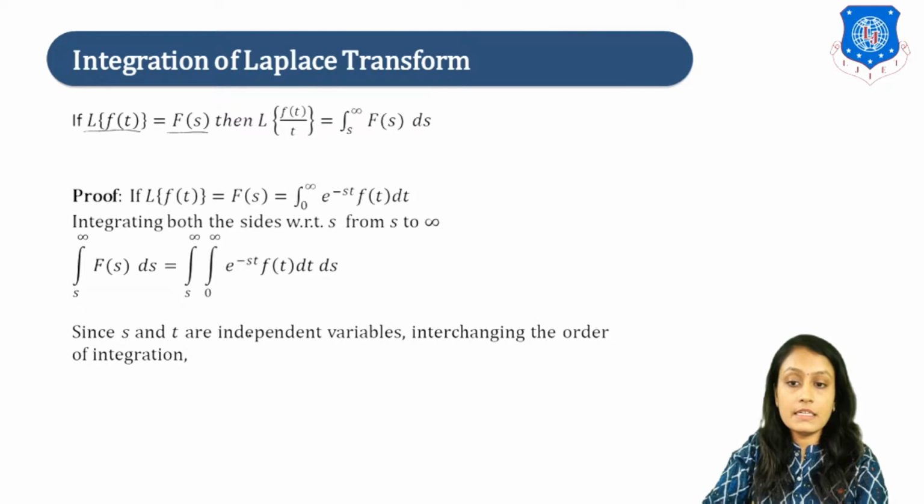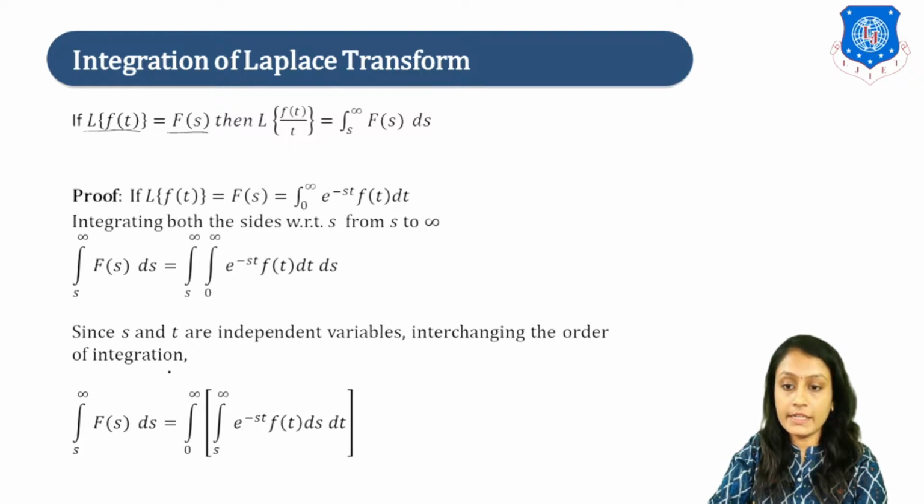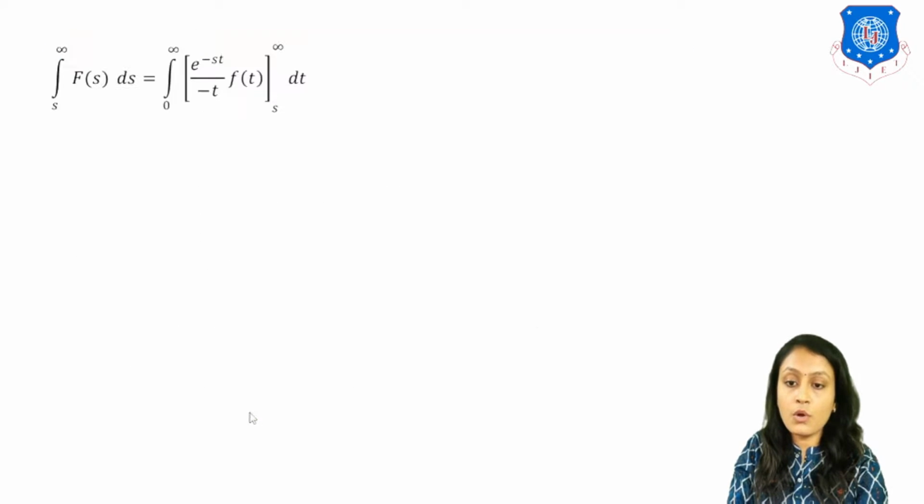Now since s and t are independent variables, we can interchange the order of integration. So what you will get, integration 0 to infinity, take it outside, and this s to infinity is inside, e^(-st) f(t). Now in place of dt ds we will write ds dt. Now we will integrate this with respect to s and keep t as a constant. So on integrating, we get e^(-st) upon minus t, because t is constant, f(t) as it is, and the limit is s to infinity, dt as it is.